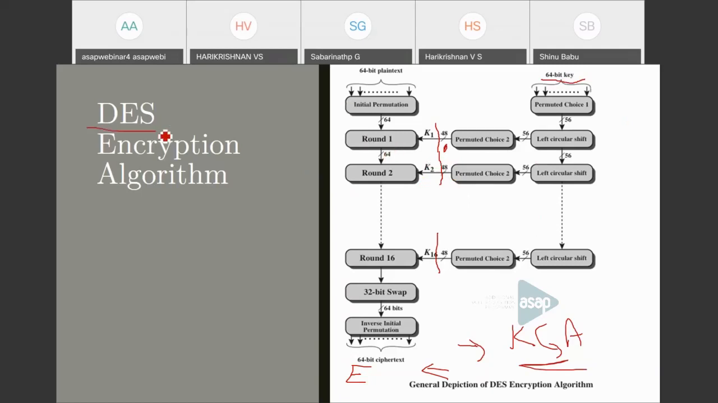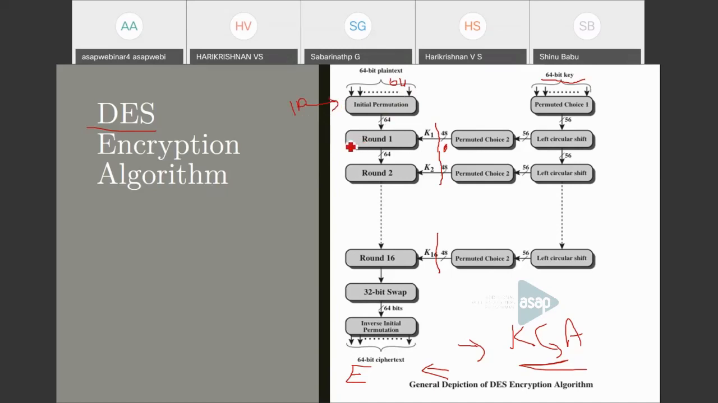The algorithm is this guy over here. He had a block on DES which says that you have the 64 bits that come in, and there is something called an initial permutation happening. Initial permutation. The permutation is just, you know, changing the bit order.